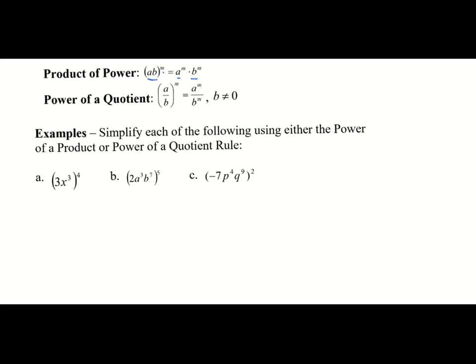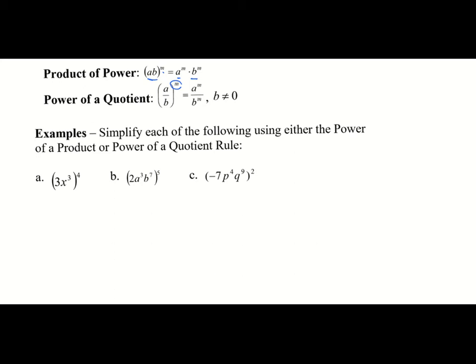Same thing with division. If we have a division problem raised to an exponent like m, then we put that m with every term or factor on the inside. So a to the mth divided by b to the mth. And the only thing with the power of a quotient rule is that b can never be 0 because we can't have 0 in our denominator.